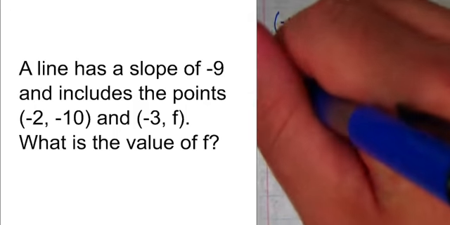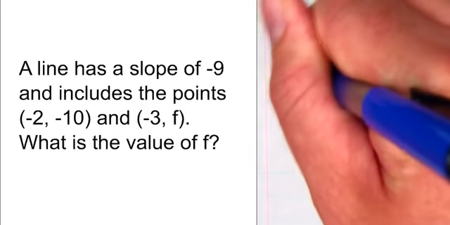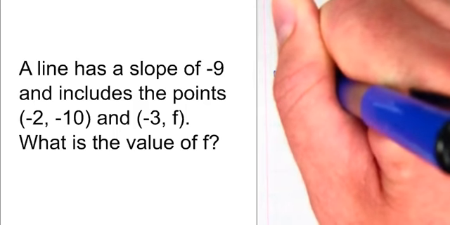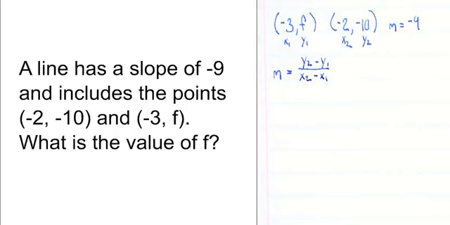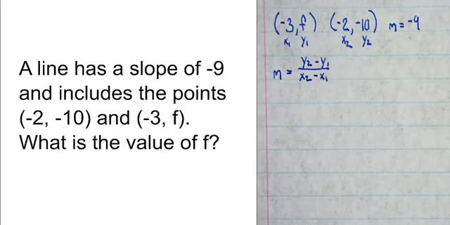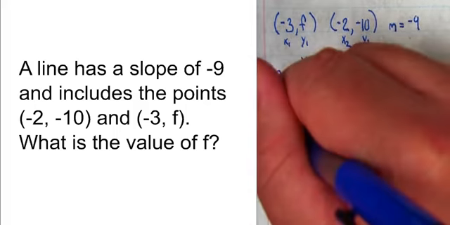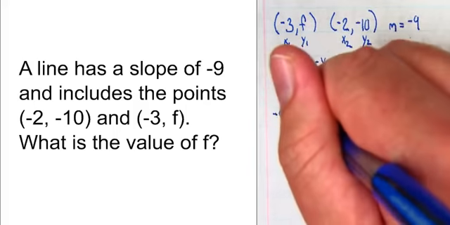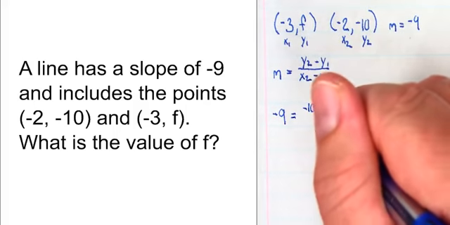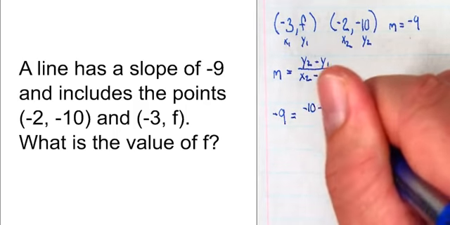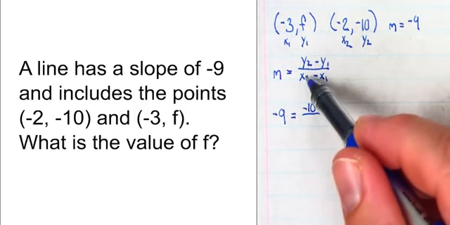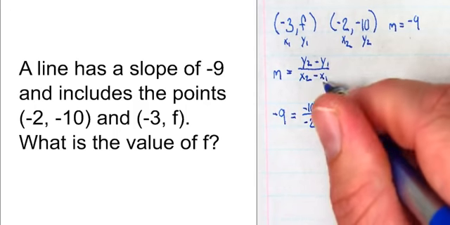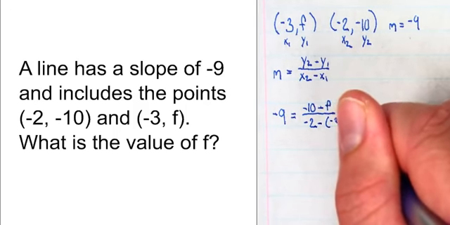And so what I can do now is I can go to my trusty slope formula, y2 minus y1 over x2 minus x1, and substitute in all the values that I know. I know what m is. M is -9. y2 is -10 minus y1, which is f. And then I have x2, which is -2, minus x1, which is -3.